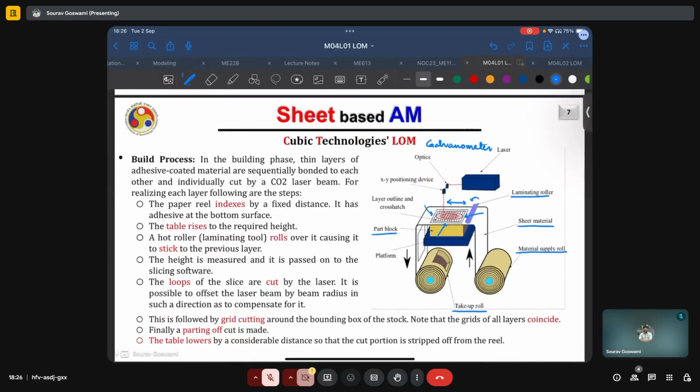So during the building phase, thin layers of adhesive-coated material, with the coating typically on the underside, are sequentially bonded to each other and individually cut by a CO2 laser beam. Remember that in this case, the feedstock material is typically paper, and so a CO2 laser beam is good enough to cut it out. In fact, a CO2 laser beam also has a couple of other advantages, such as its cost effectiveness and ready availability, and its good interaction with paper.